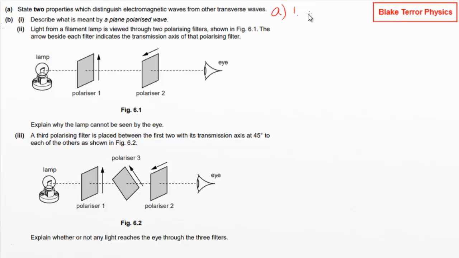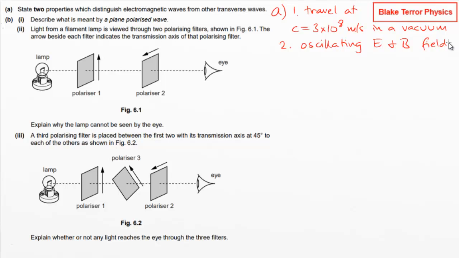So let's go. First one, we'll say that they travel at c equals 3 times 10 to the 8 meters per second in a vacuum. So that's one good thing. We could say that they are oscillating electric and magnetic fields, so E and B fields. You could say something to do with them being photons carrying energy, but I'm going to stick with those two. They've only asked for two and I'm happy with those.